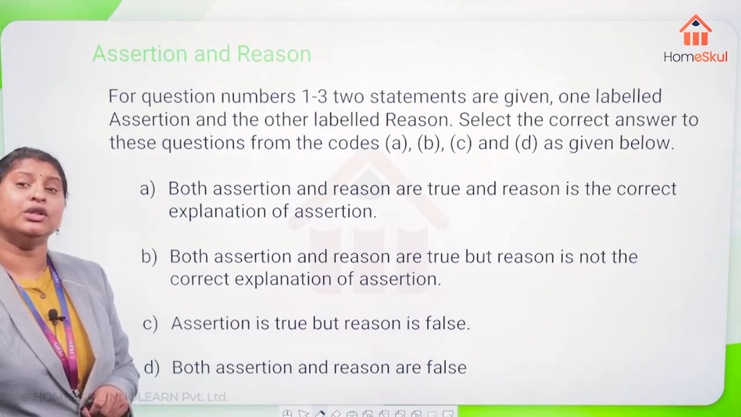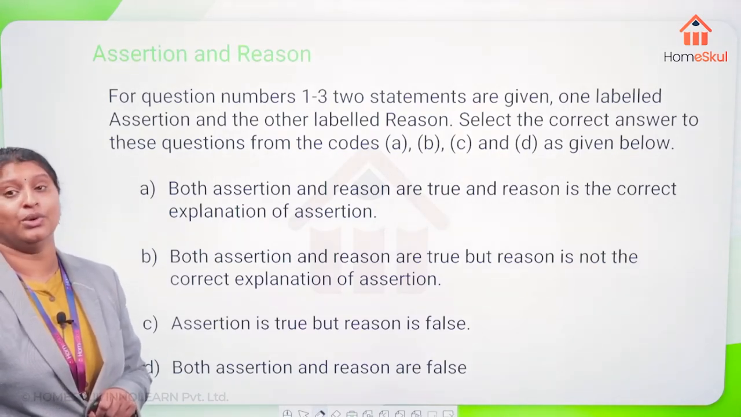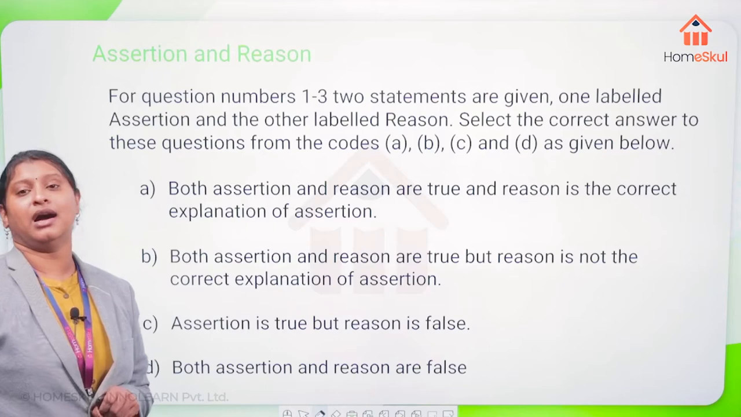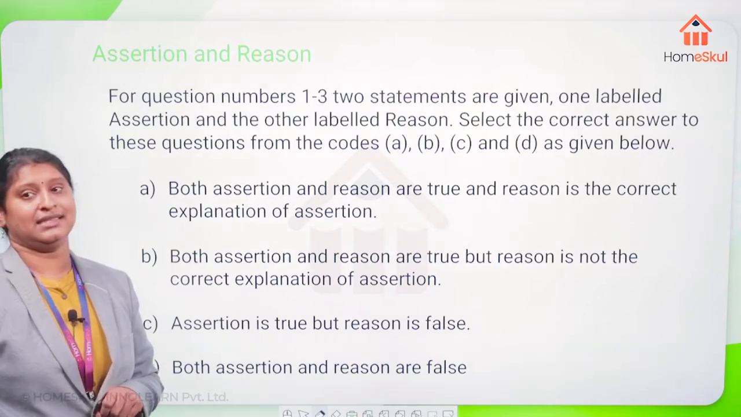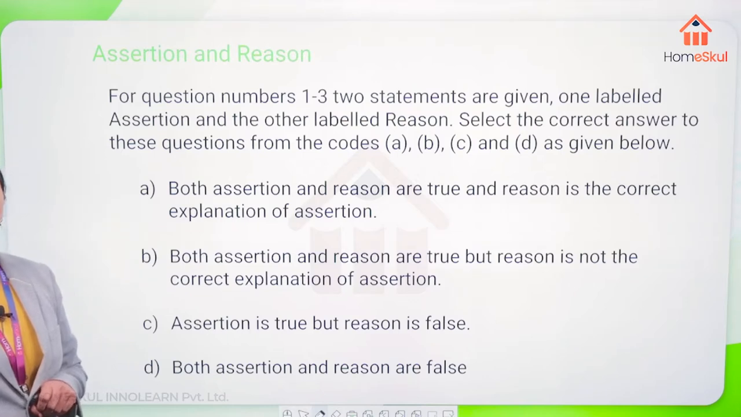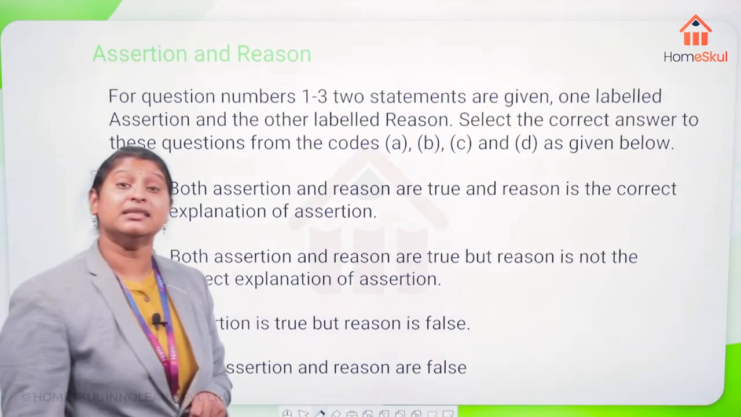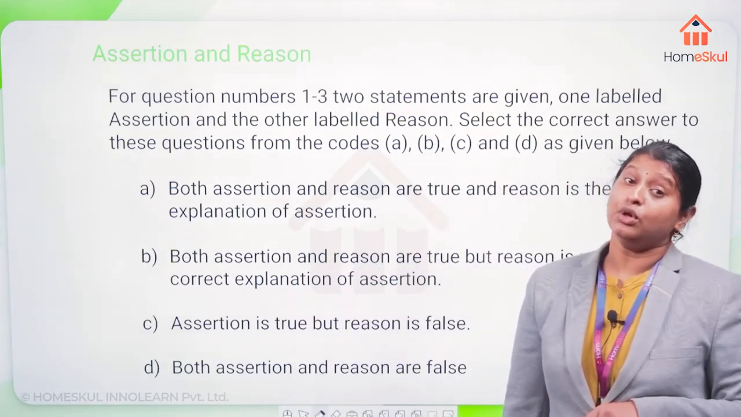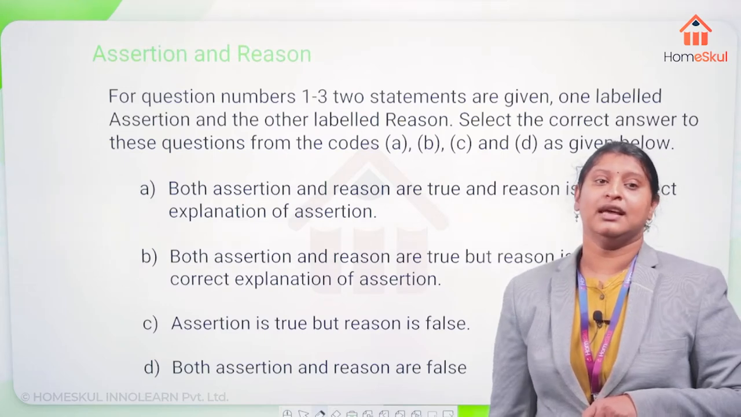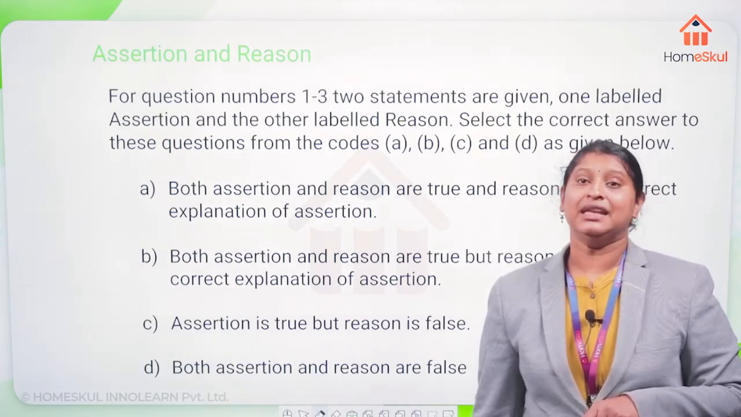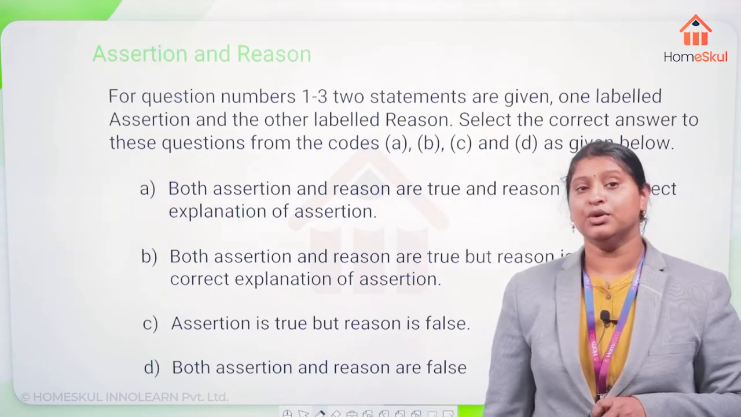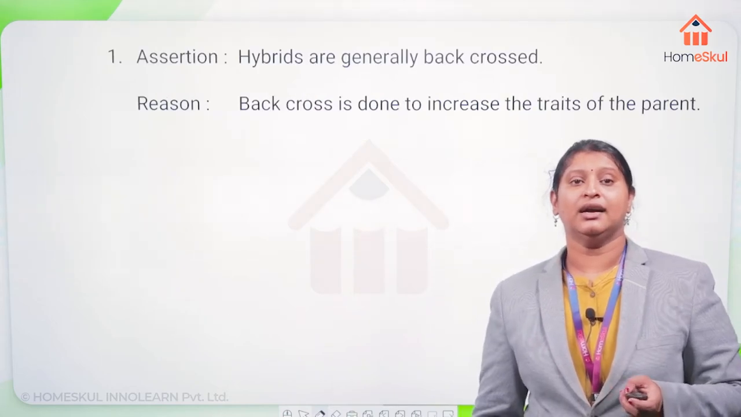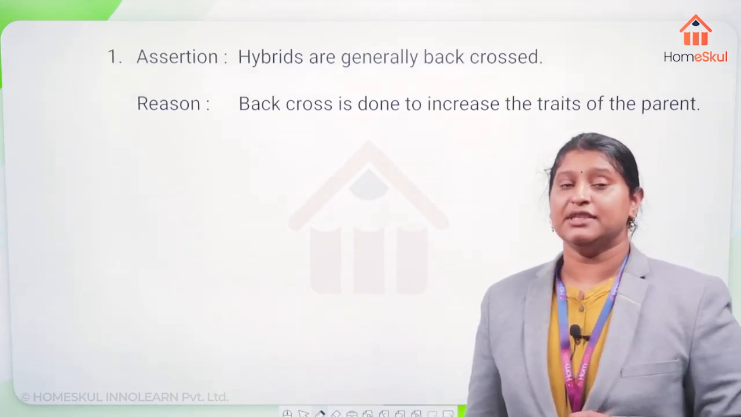If both assertion and reason are true, but reason is not the correct explanation of assertion, then we mark option B. If assertion is true but reason is false, then option C. If both assertion and reason are false, we answer option D. Hope you all understand this assertion-reason question. We are moving into the first question.